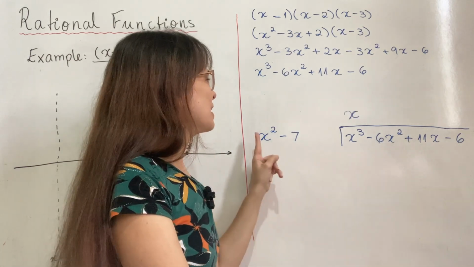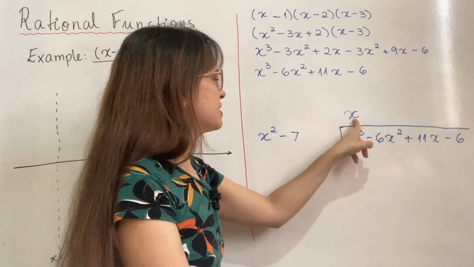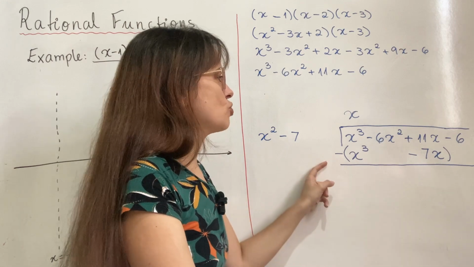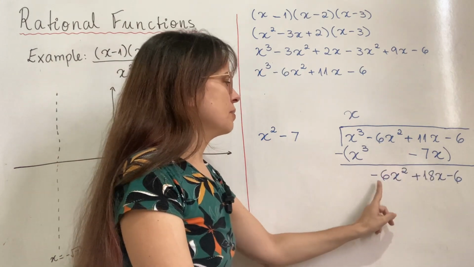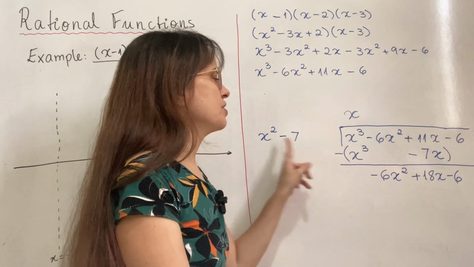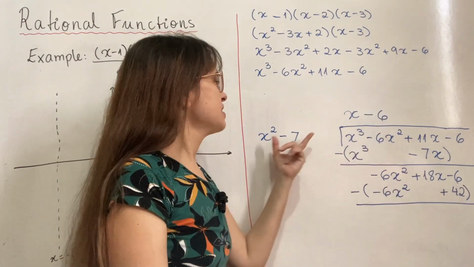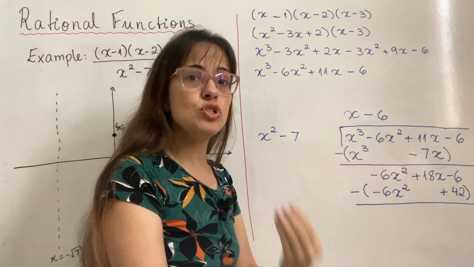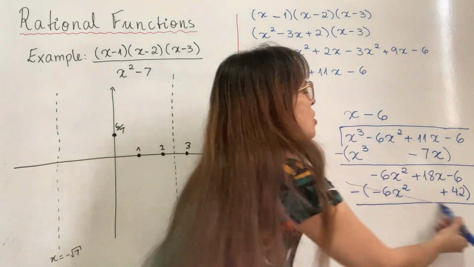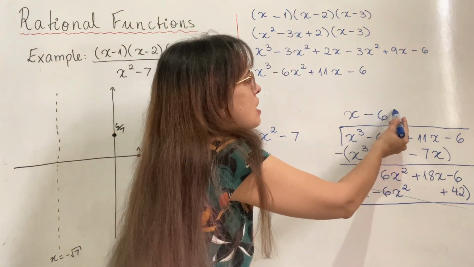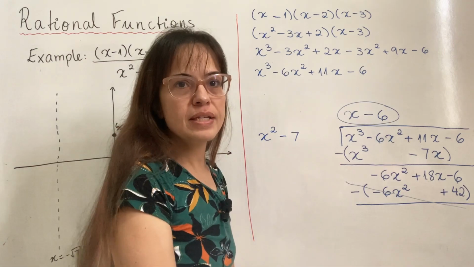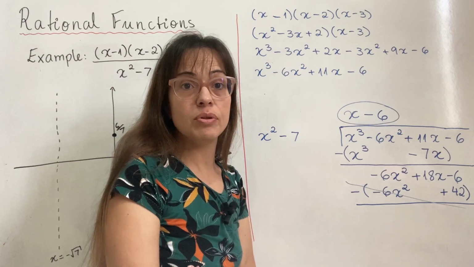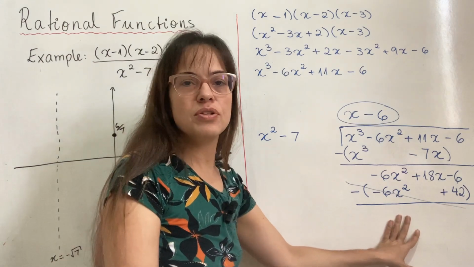X cubed divided by x squared is x. Now x times this thing is x cubed minus 7x, which needs to be subtracted from this. And now we do it again. Minus 6x squared divided by x squared is just minus 6. This times this is this, needs to be subtracted from this. But actually, we don't need to execute this part of the polynomial division, because our answer is already here. X minus 6 is the quotient of the division, so it is the equation of the diagonal asymptote. We don't need the remainder for anything.